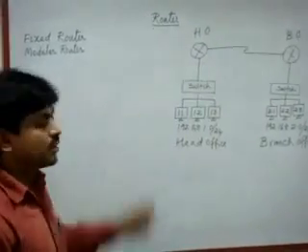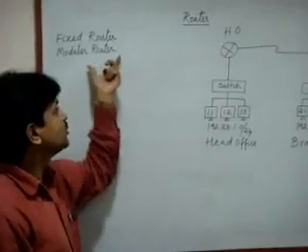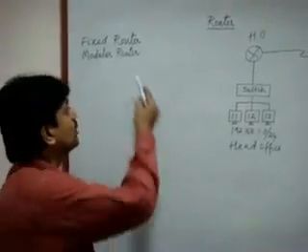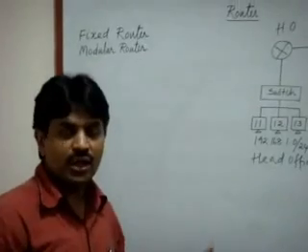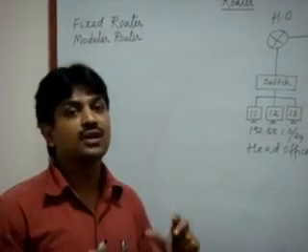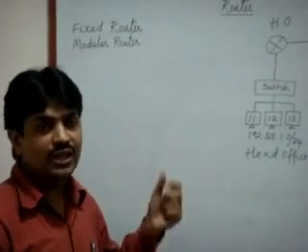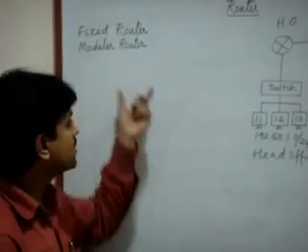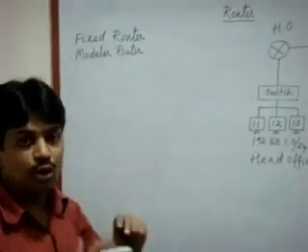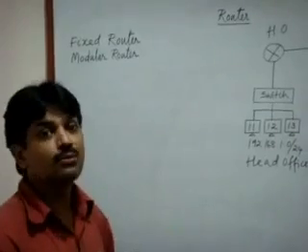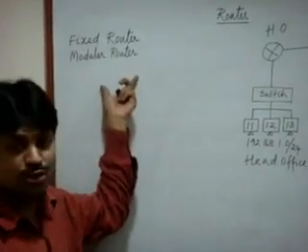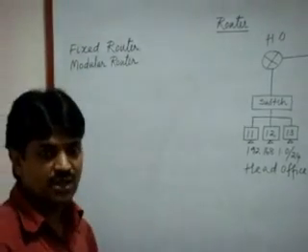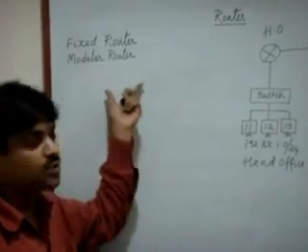Routers are classified into two types: fixed router and modular router. So what is a fixed router? In a fixed router, all the components are fixed. We cannot replace the components, and we cannot add an extra interface. Whereas in a modular router, all these components, the small interfaces, come in modules. That's why it's called a modular router. We can replace the interface and add extra interfaces according to requirement.